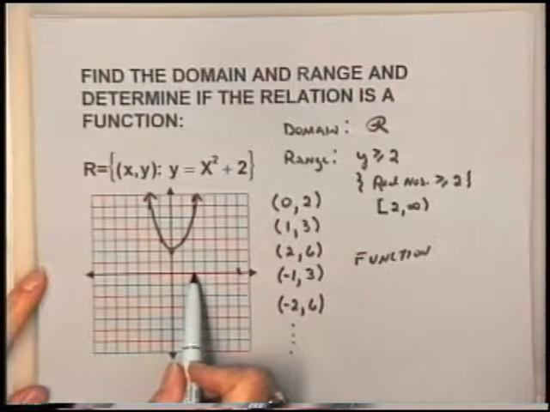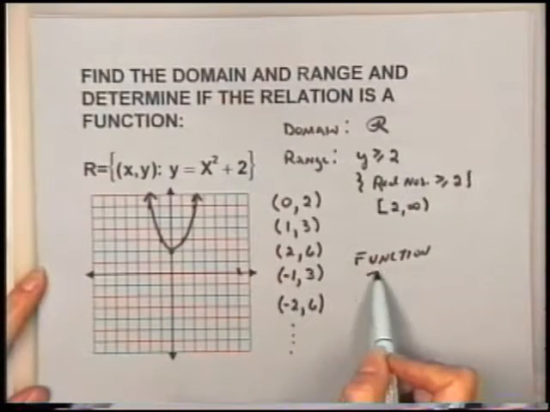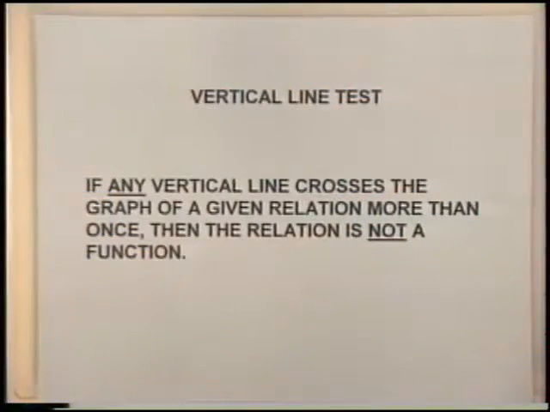And again, you can see that there are no 2 points that have the same x value or x coordinate. So this is indeed a function. Having looked at these 2 examples, I want to give you now what's referred to as the vertical line test to determine from a graph if you have a function.